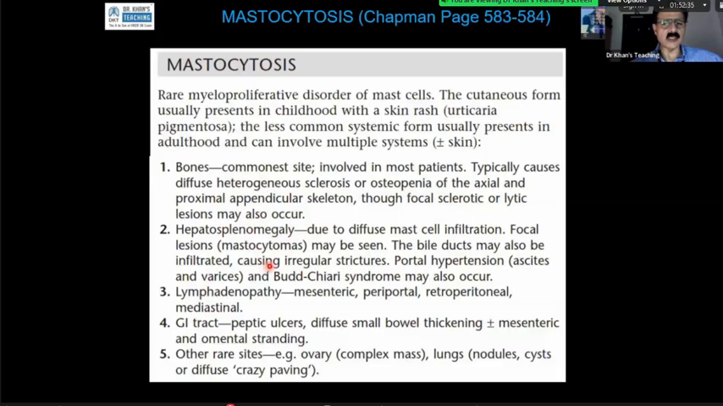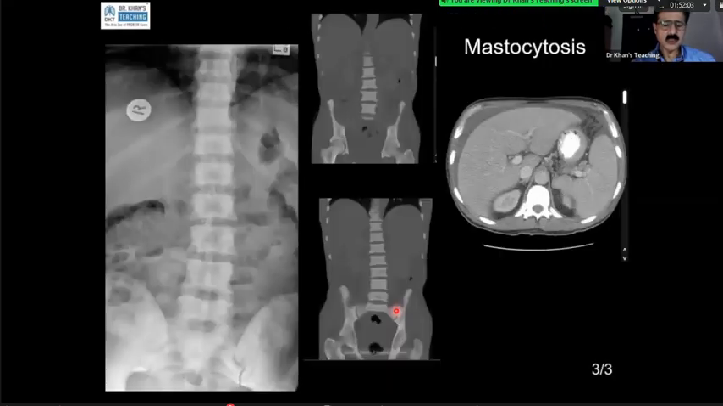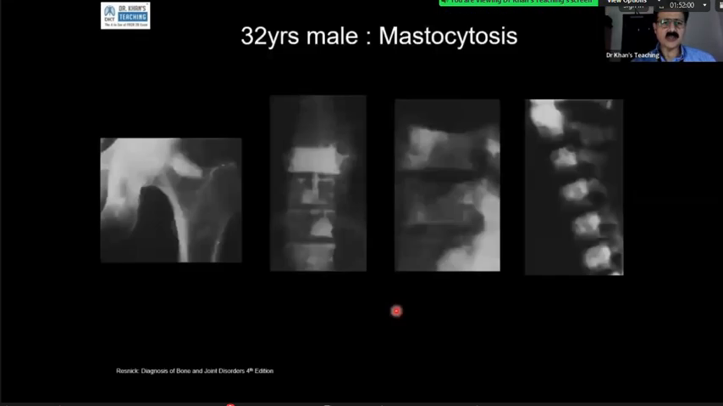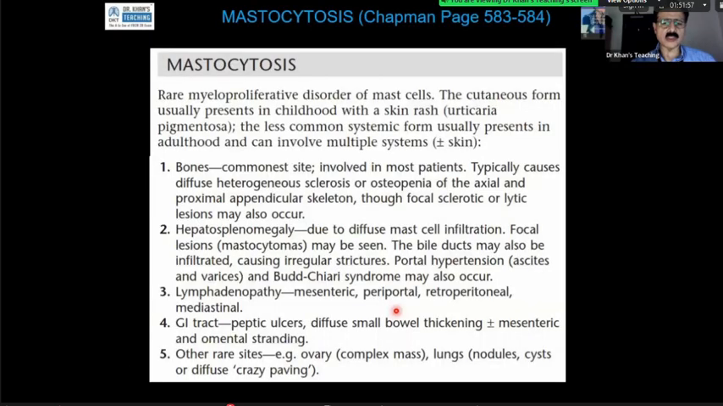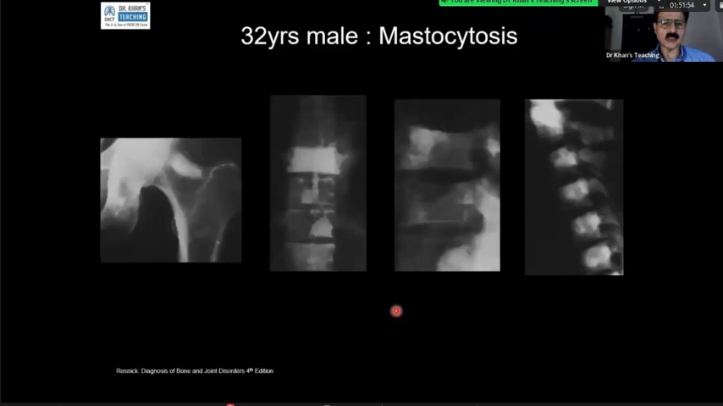Of course, in GI, they can cause many things, like ulcers and mucosal thickening in the small bowel. If you read the differential diagnosis in your books in GI, I'm not going to show you GI today. What we call mucosal thickening in the small bowel, mastocytosis is one of the conditions. Peptic ulcer, diffuse small bowel thickening. Now, the key thing here is the differential diagnosis of diffuse sclerosis, increased bone density, or multiple sclerotic lesions.